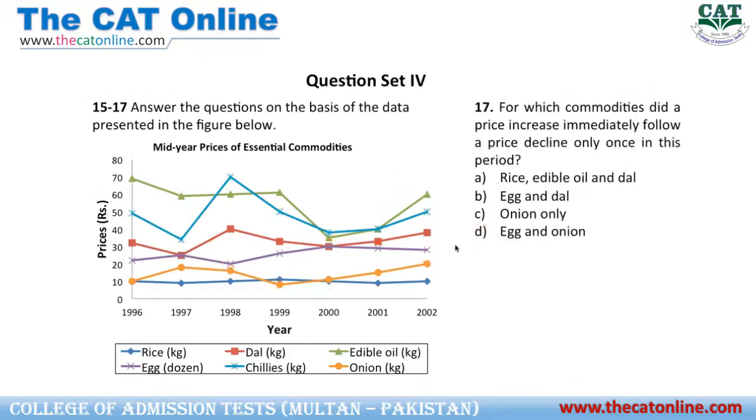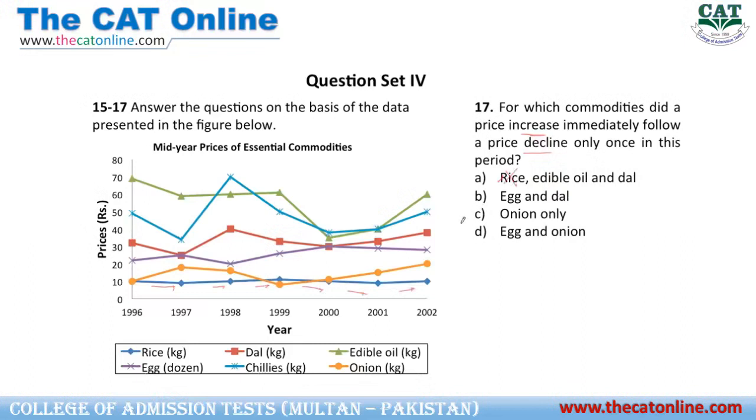Let's look at the last question for the set. For which commodities did a price increase immediately follow a price decline only once in this period? So I need a price increase immediately following a price decline. We'll go by the answer options. Let's check the first answer option and rice here. So for rice, we have a decrease and then we have an increase, again we increase, we have a decrease, we have a decrease, but then again a slight increase.